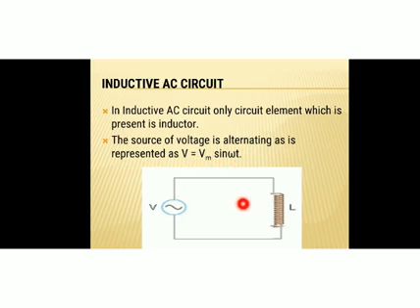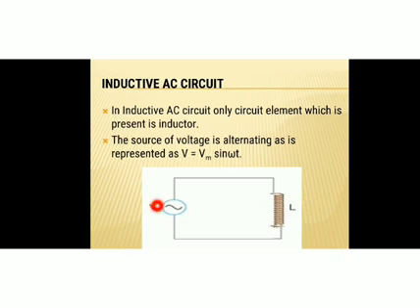So on the screen you can see the inductive AC circuit. V is the voltage source, and what type of voltage is provided to the inductor? AC voltage source. So V is actually Vm sin omega t, and the only circuit element present is the coil or inductor with inductance L.